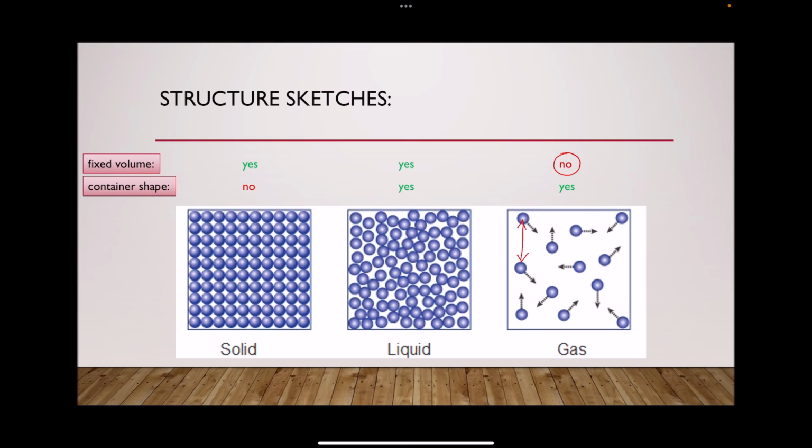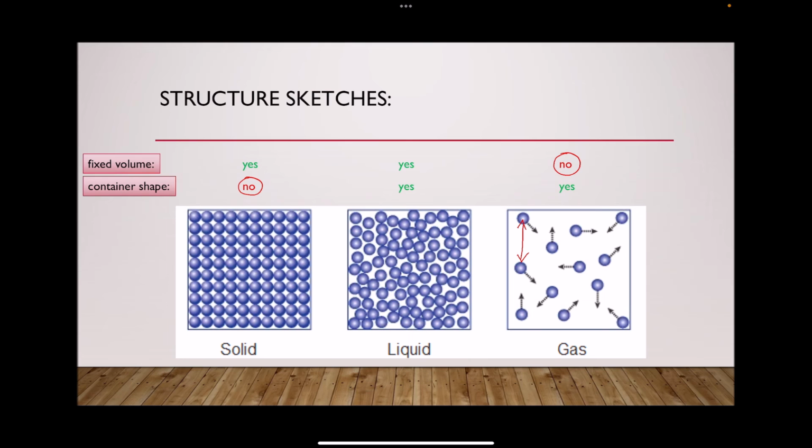This is not possible with a solid and a liquid because there's not really space between the particles to squeeze them into a smaller volume. Regarding the container shape, solids are the only class of substance, so to say, which do not take the container shape, and that's why particles within a solid are packed very tightly and closely together, even a little bit closer than particles within a liquid if you have a closer look.